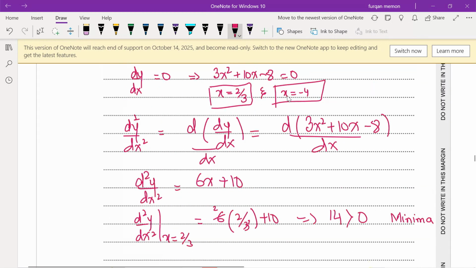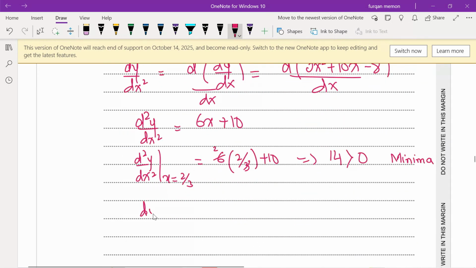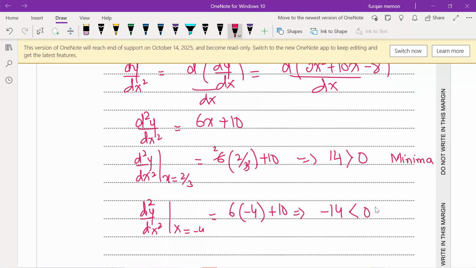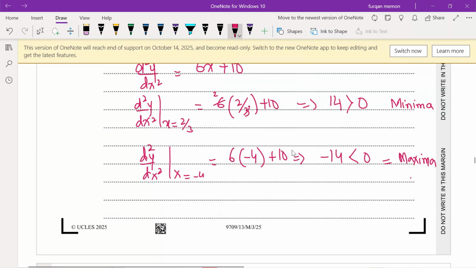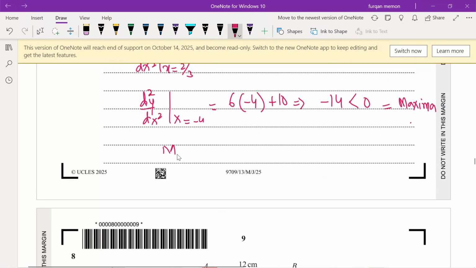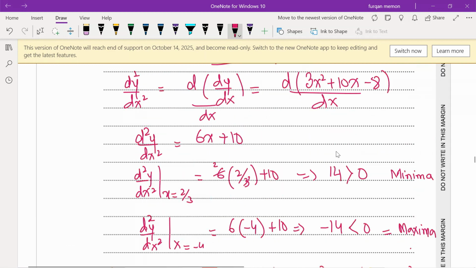Now we plug in x equal to negative 4. The second derivative at x equal to negative 4 is 6 times negative 4 plus 10, which equals negative 14, which is less than 0. So the stationary point at negative 4 is the maximum. So the maximum point is (x, 27), and x in this case is negative 4, so the maximum point is (negative 4, 27).